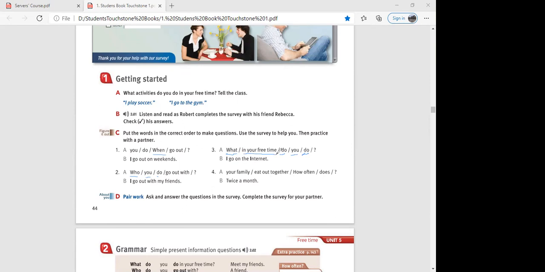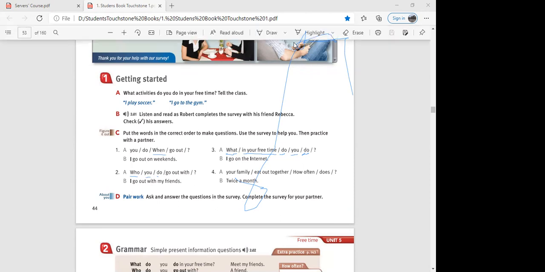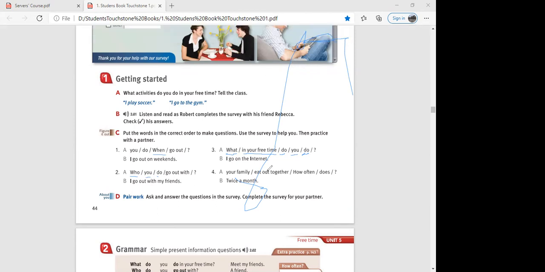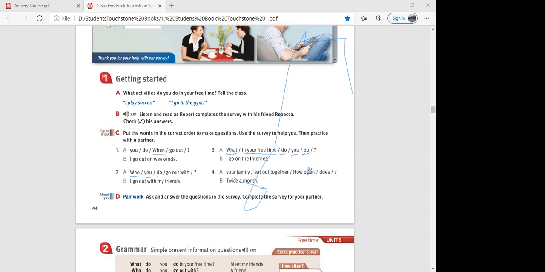Number four, Lupita. How often does your family eat out together? One more time. Dilo otra vez. How often does your family eat out together? Yes, but it's how often, not tea. How often. Often. Ah, okay. Often.